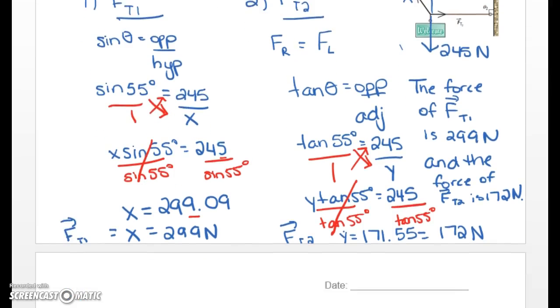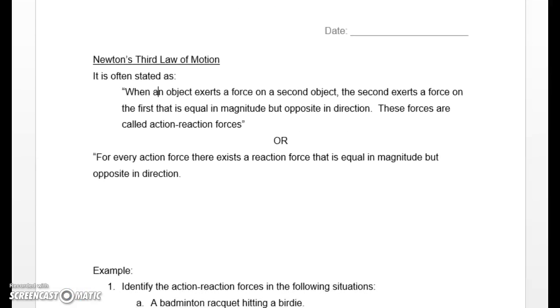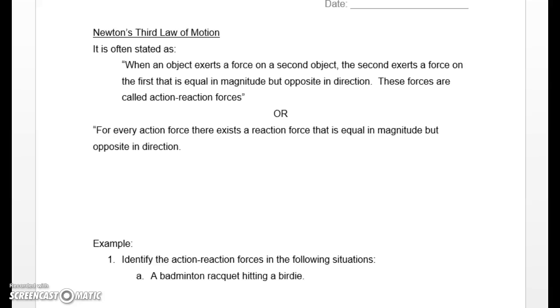Okay, so now we are going to move on to Newton's third law. Newton's third law is often stated as, when an object exerts a force on a second object, the second object exerts a force on the first that is equal magnitude but opposite direction. These forces are called action-reaction forces. So I'm going to underline that right there. That's our important concept: action-reaction forces.